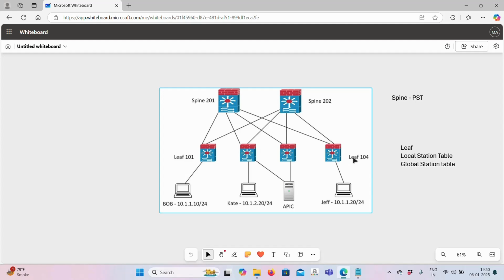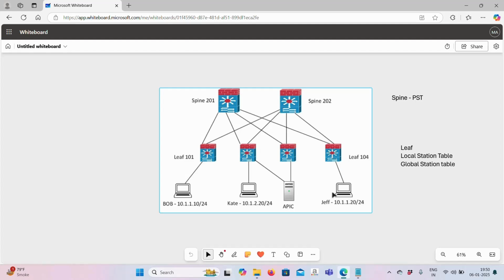Now, for example, Bob wants to communicate with Jeff, and we don't have this information on the leaf. So the packet will come to leaf 101, and it will not have the information about Jeff. So it will use the spine as a proxy server, and it will send that packet to the spine, saying that it wants to communicate with Jeff. As the spine is aware of Jeff, it will forward that packet to leaf 104, and that packet will reach Jeff.